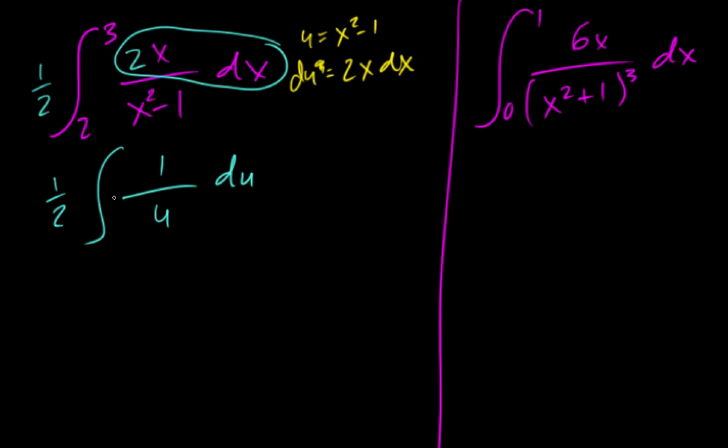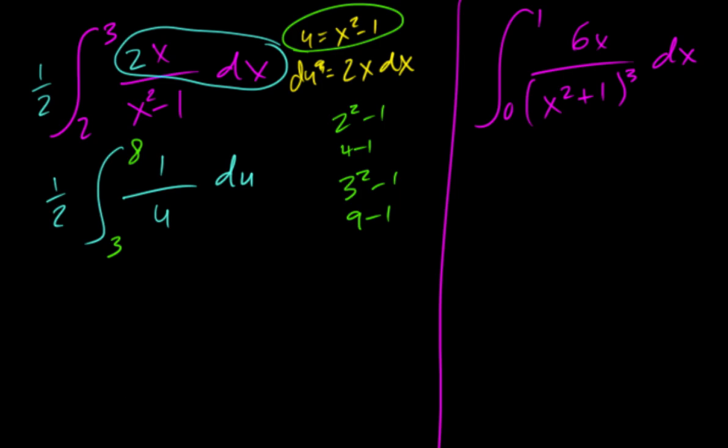We need to change our limits of integration with respect to u. And so we're just going to plug these into this thing. So if we plug in a 2 here, we get 2 squared minus 1. That's 4 minus 1. So that bottom one's going to be a 3. And then if we plug in a 3, we're going to get 3 squared minus 1, which is 9 minus 1. So we put an 8 for those limits of integration.